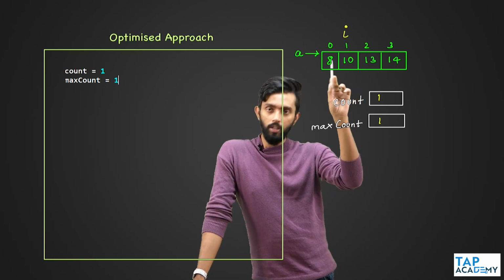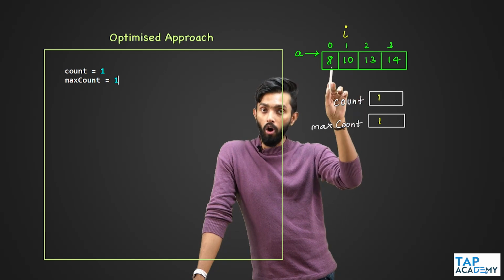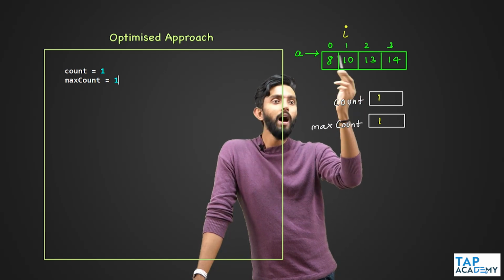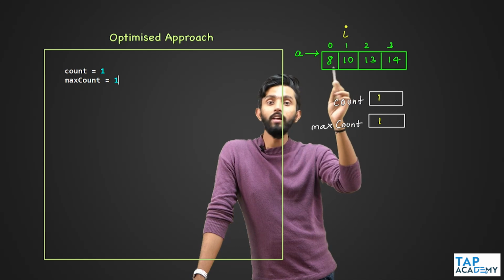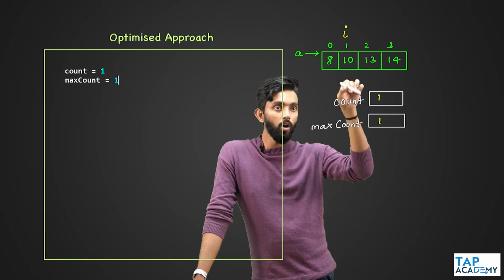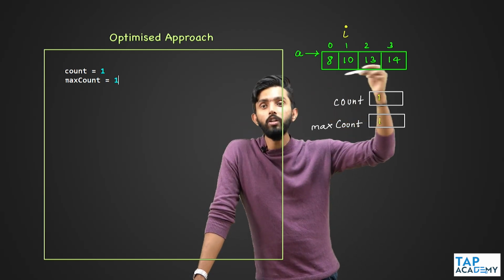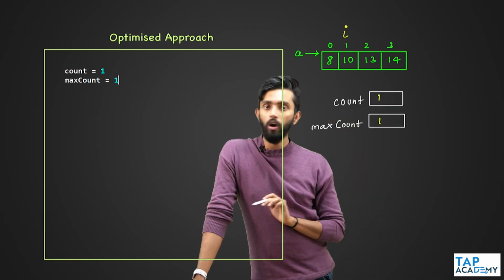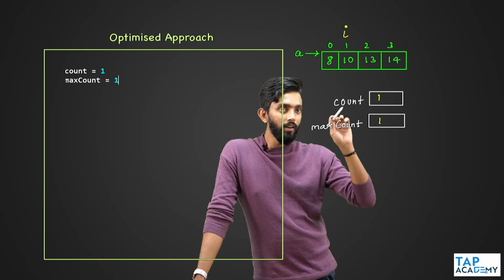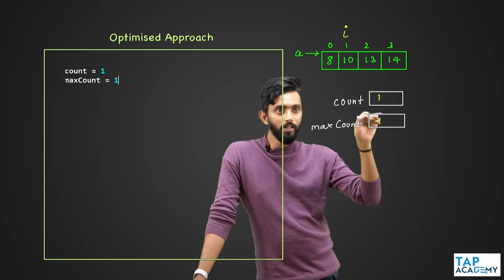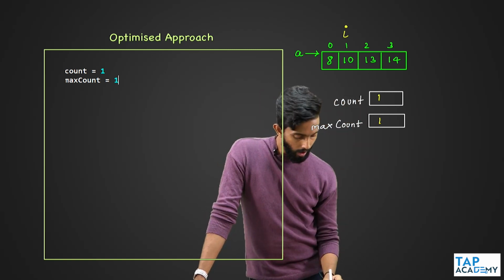Now i is even. Is i minus 1 odd? No. No means 100% I cannot increase the length of my subarray. I will not increment the value of count. Instead, I will reinitialize it to 1 itself. I hope you are able to understand. Then, obviously, max count is also 1. Now watch it, I will move forward.